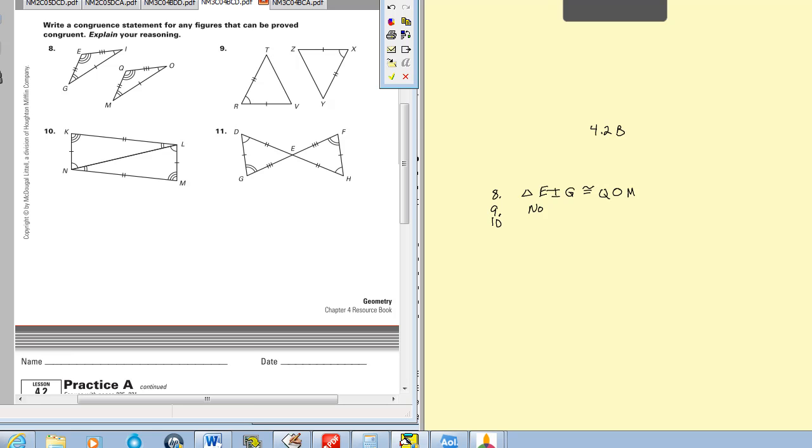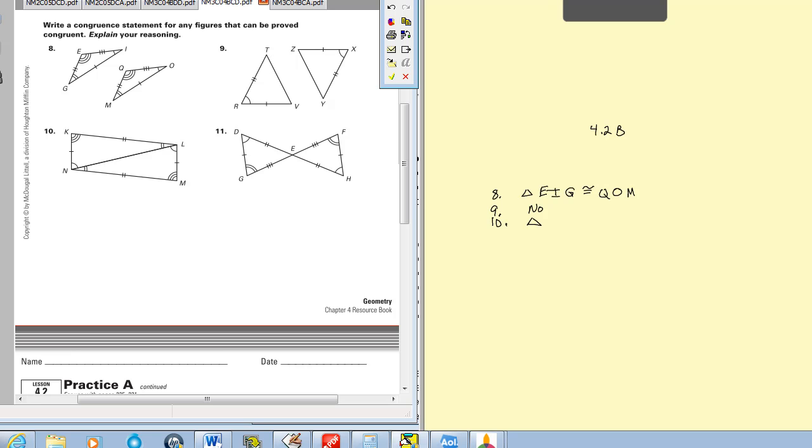On 10. Okay, on 10, I can see that I have three angles the same because they have 1, 2, and 3 angle measures with the little arcs. And then I have two sides, but do I have that third side? Well, yes, because the third diagonal side is the same for both triangles. It shares that side. So I can go ahead and write my congruent statement.